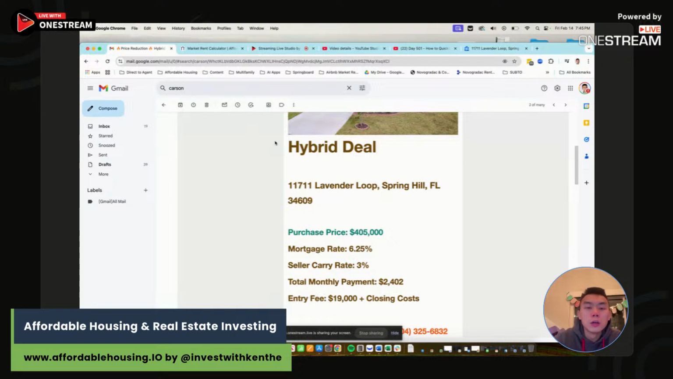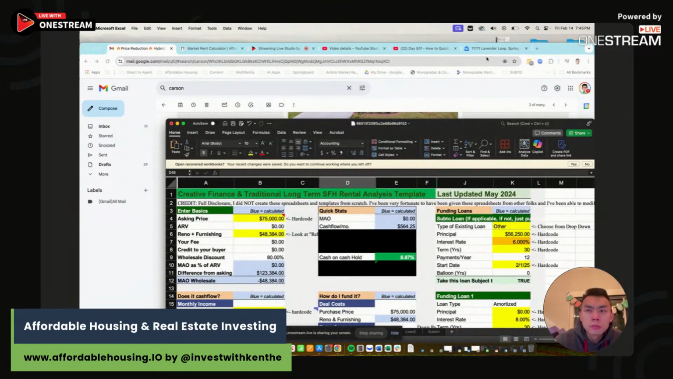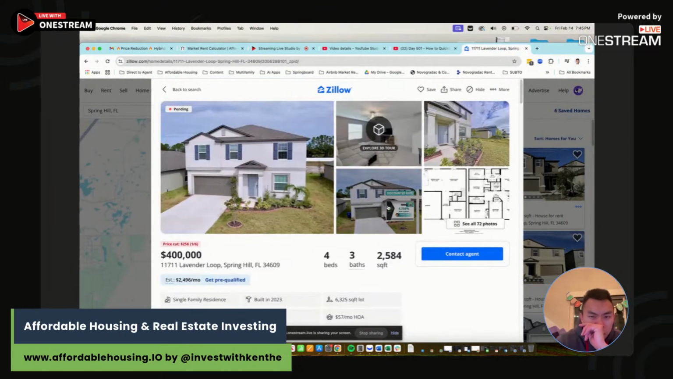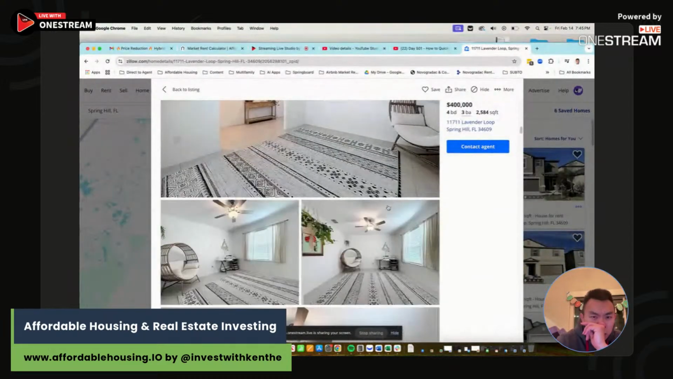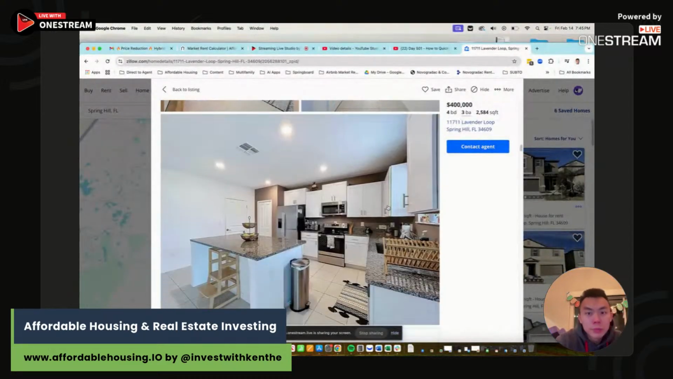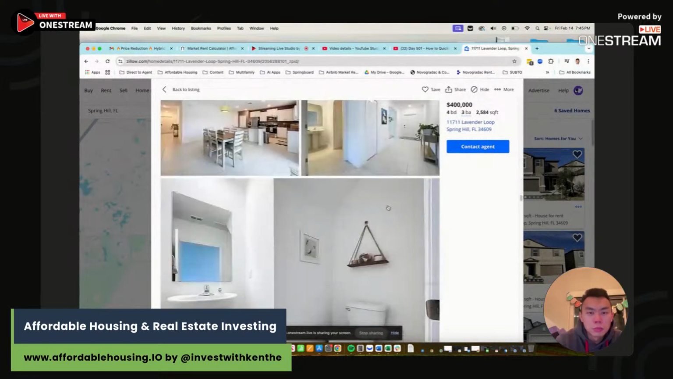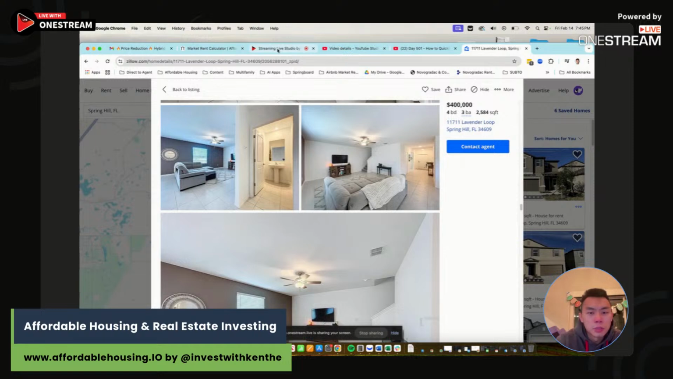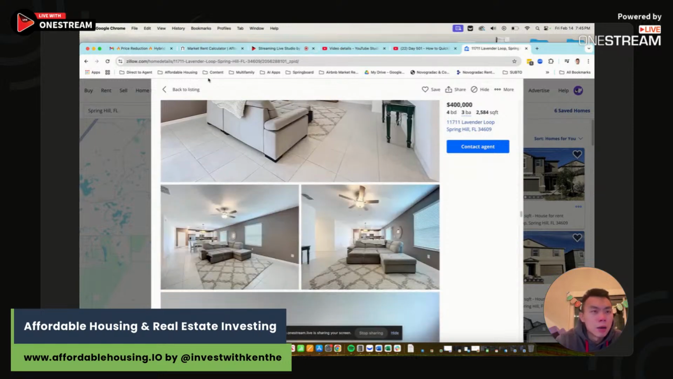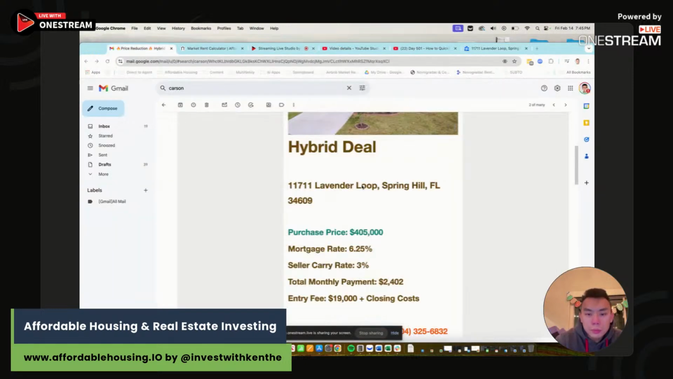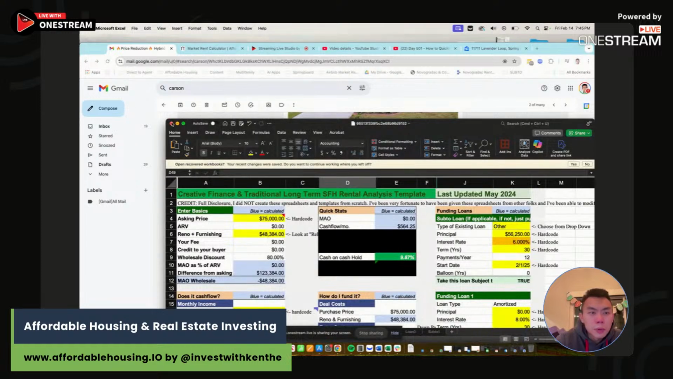Okay. So this property, let's look at the condition of the property. I mean, this looks pretty new. These are indeed the photos. It's turnkey, right? There's really no renovation needed. I would say you can rent it out right now. So now that we know the condition of the property, let's plug in the details.